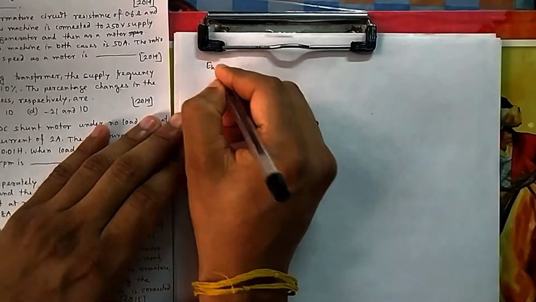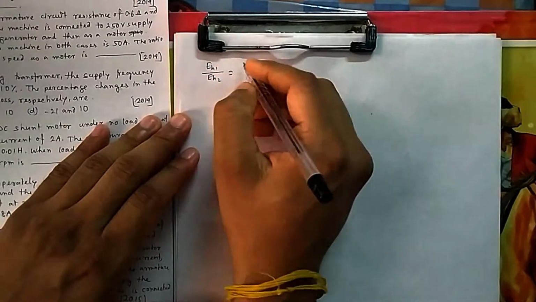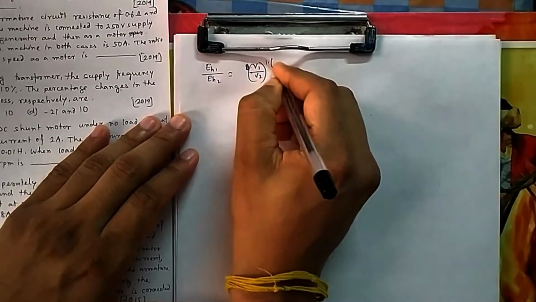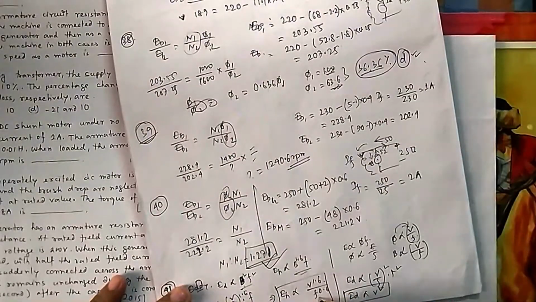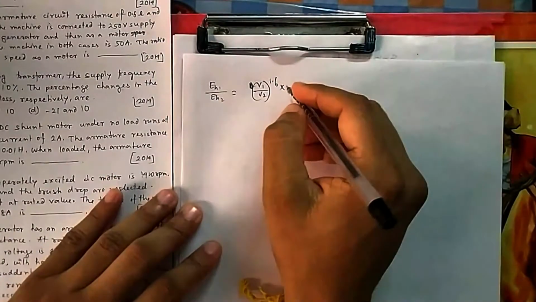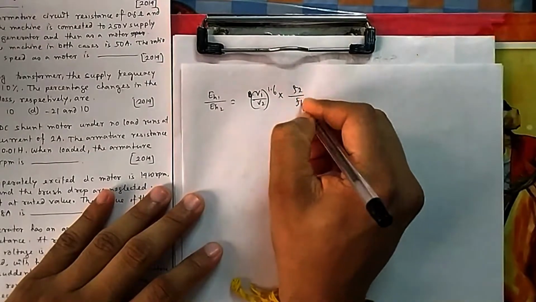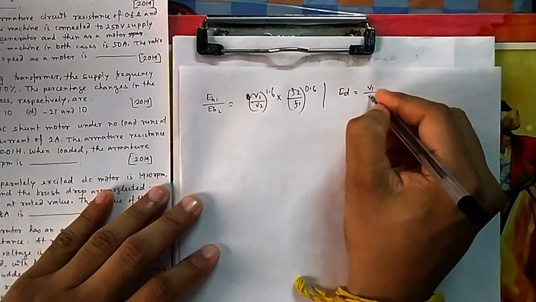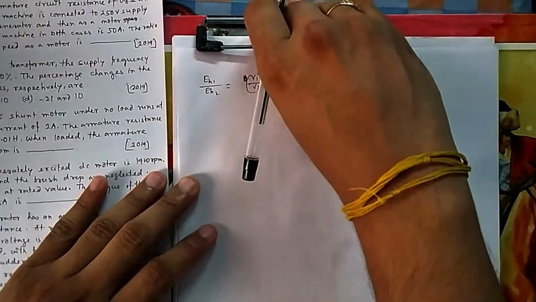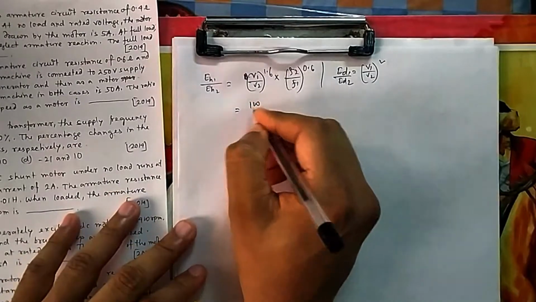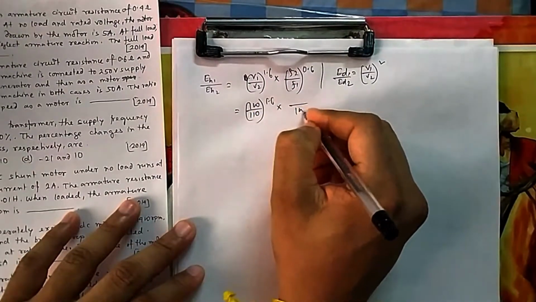Therefore hysteresis loss 1 by hysteresis loss 2 is equal to V1 by V2 to the power 1.6 into f2 by f1 to the power 0.6, because it is directly proportional to V and inversely with f. And eddy current loss, ED1 by ED2, is equal to V1 by V2 whole square. Now you apply, your voltage and frequency both are increased by 10%. So if V1 is 100, now it is 110, and if f1 is 100, this is now 110.